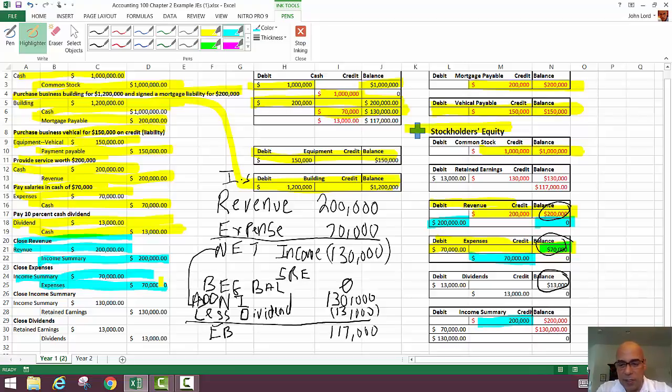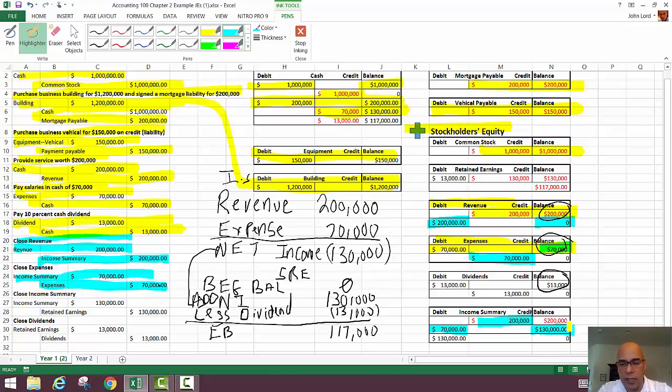And I debit income summary. And when I do, income summary now has this 130,000 credit balance sitting there. But again, I want to close the income summary to retained earnings because I want my income summary to be 0 at the start of the next year.